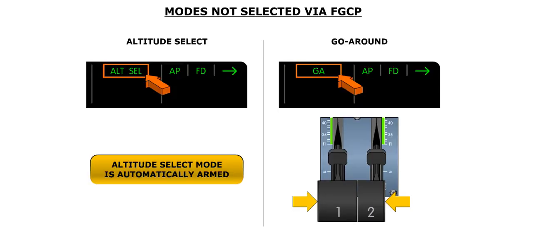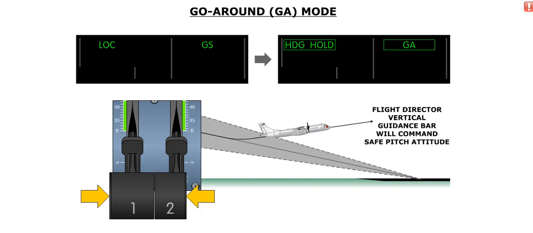There are two modes that are not selectable through the FGCP. These modes are the altitude select and the go-around modes. Altitude select is automatically armed, and is both an autopilot and flight director mode. The go-around mode is armed by pressing one of the go-around push buttons on the power levers. The go-around mode is a flight director mode only, and is not applicable to autopilot operations.